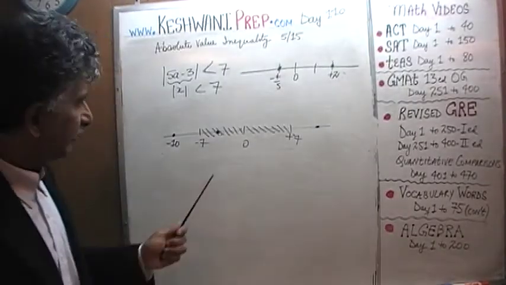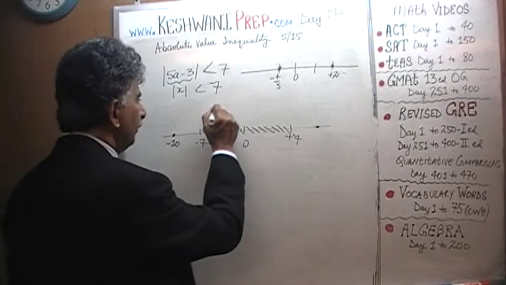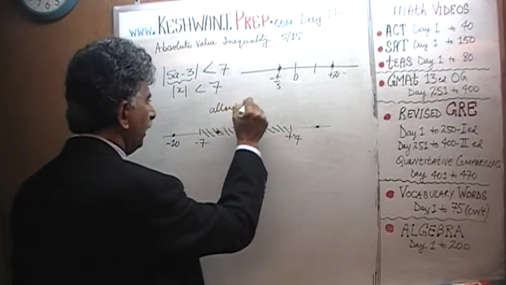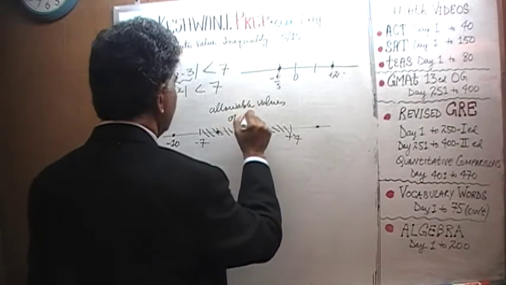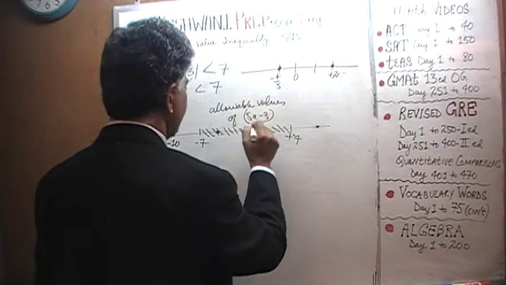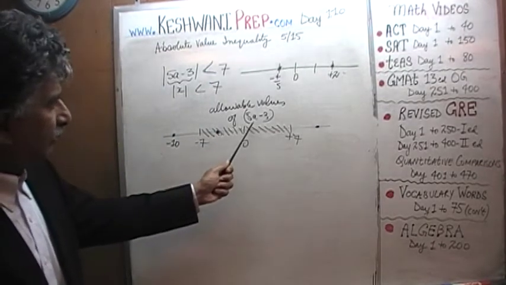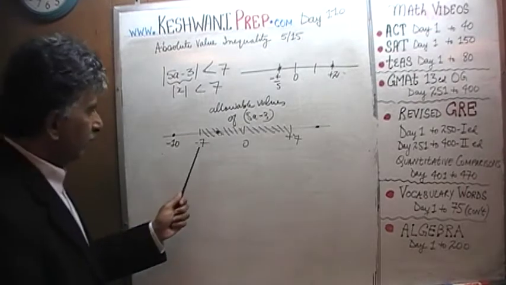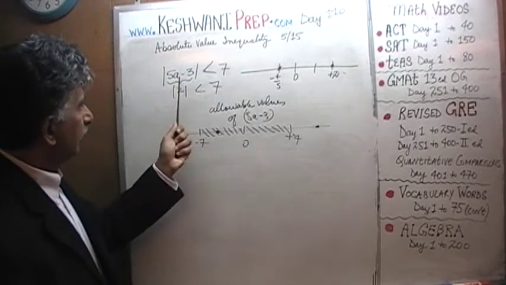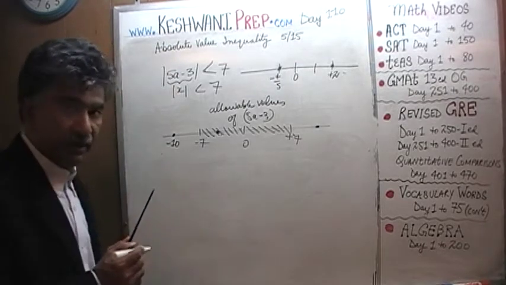But what we need to understand here is that what we are showing here are the allowable values of 5a minus 3, this quantity, which is what we are calling x. The question is, how do we make a transition from here to the a itself? That is what we are trying to understand, and that's where the tricky part comes into it.